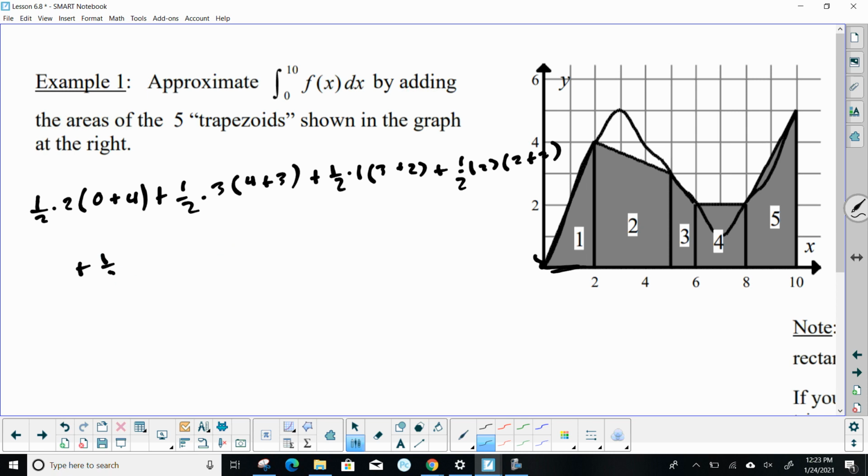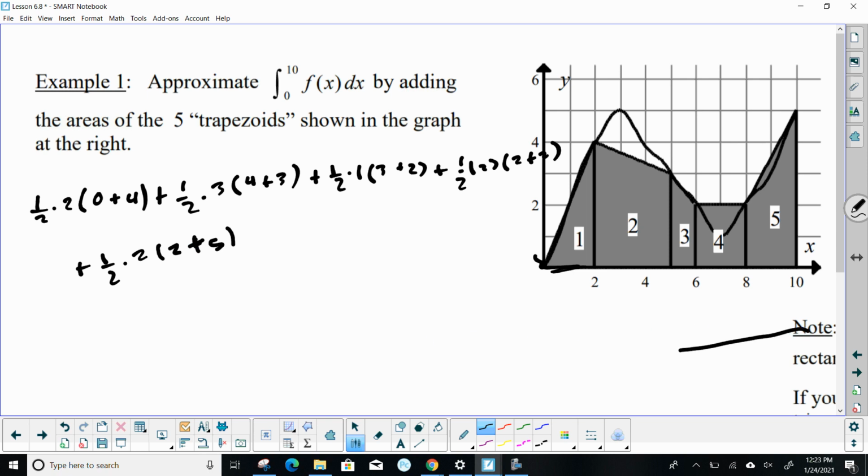1/2 times, so you always have to have the 1/2, that's just part of the formula, times the width, which is 2, times height 1, which is 2, and the second height is 5. So this would be a 2 plus 5. Okay, work those all out, add it all up, and you got your answer.